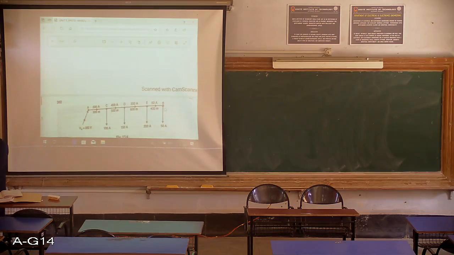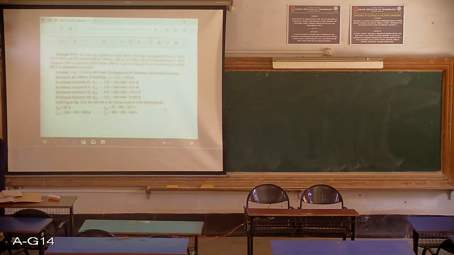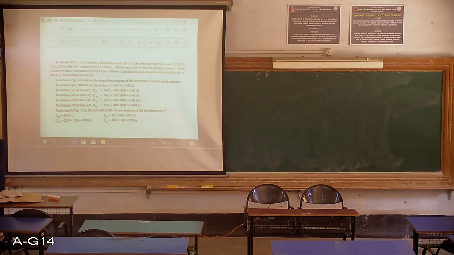Okay, so now see here what is being mentioned. Now the resistance per 1000 meter of the distributor they have told. So we will multiply the resistances with respect to the meters we have indicated there. So resistance of section AC, they have told it is per 1000 meter, it will be 0.02 ohms. So 0.02 into 500 divided by 1000. This comes out to be 0.01 ohms. Likewise you calculate for CD, for DE, for EB. So now I am having the R values in each of the sections.